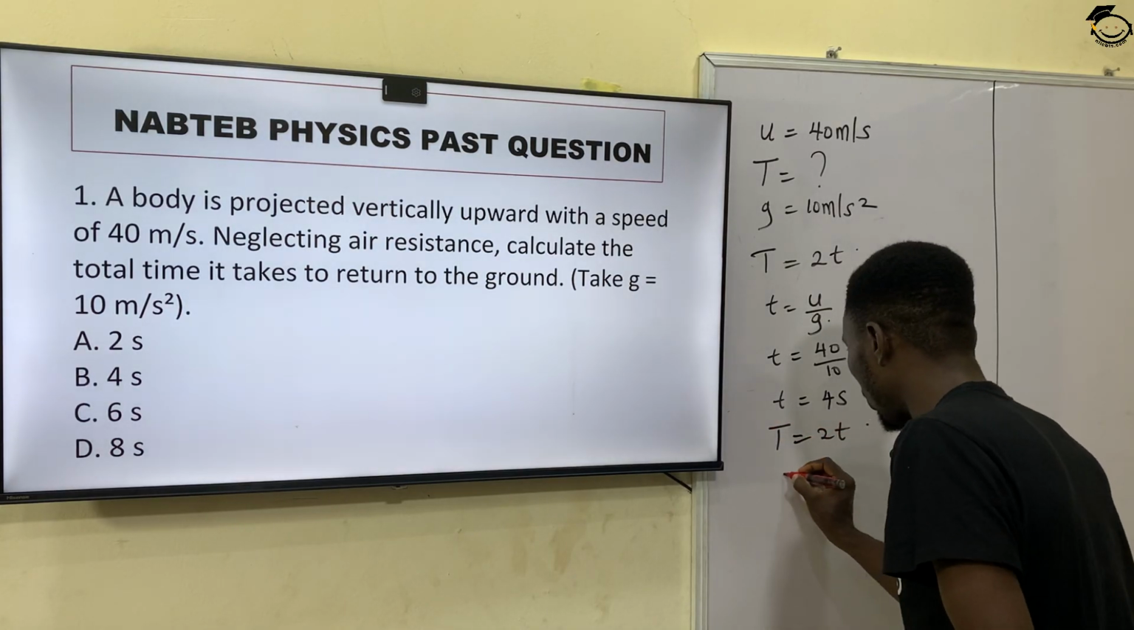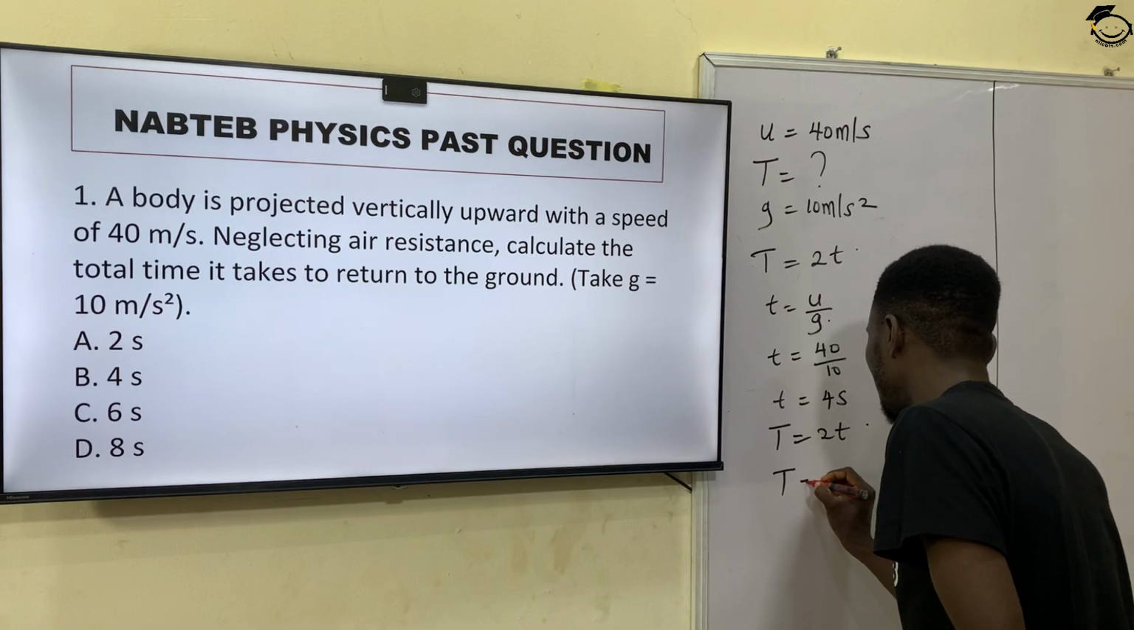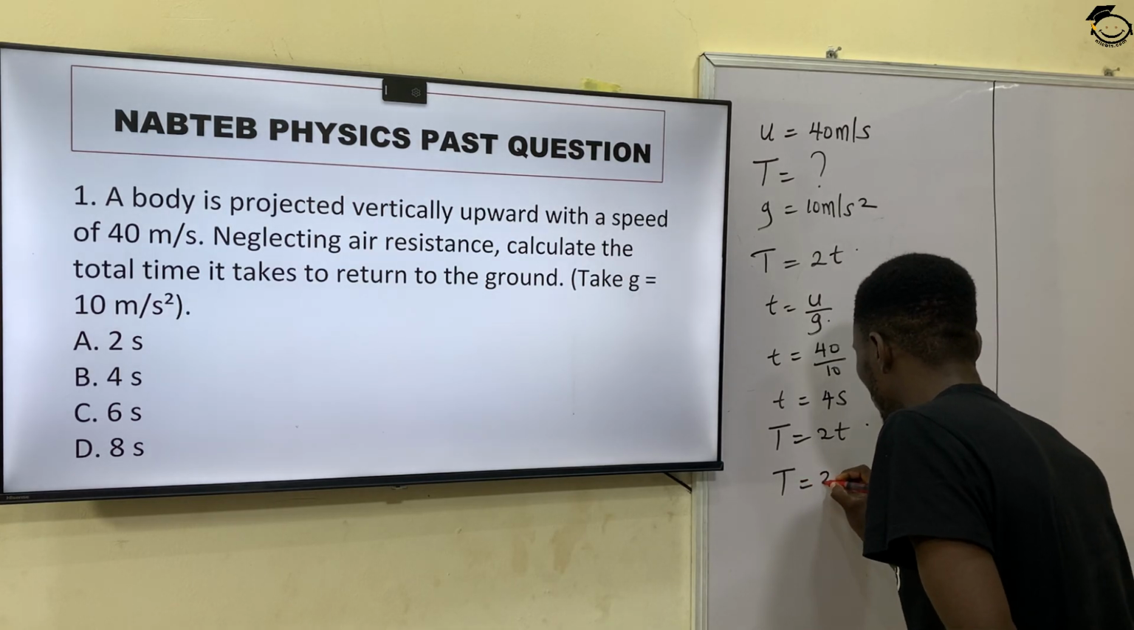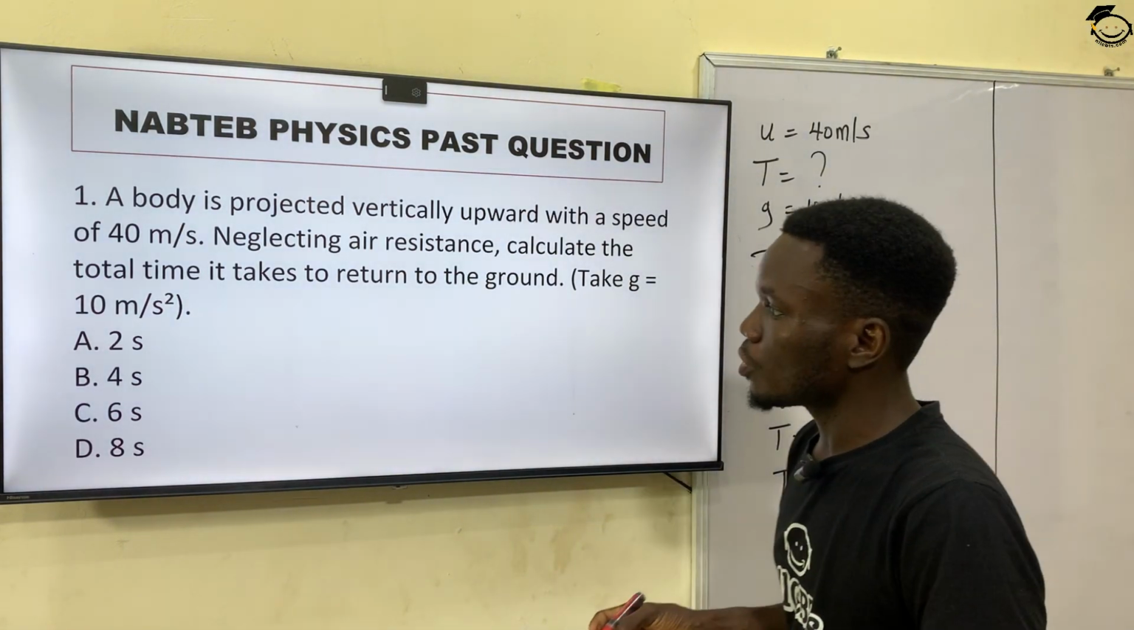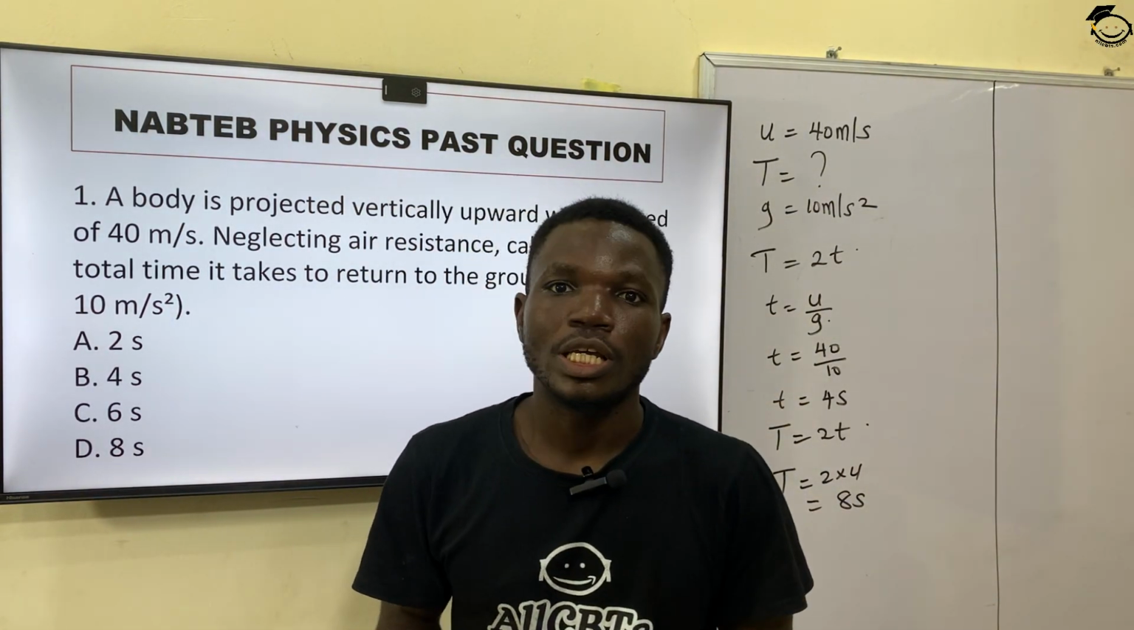It means that my time of flight, which is the time it takes for it to get to the ground, is 2 times 4, which will give me 8 seconds. So the correct answer to this question is option D, which is 8 seconds.